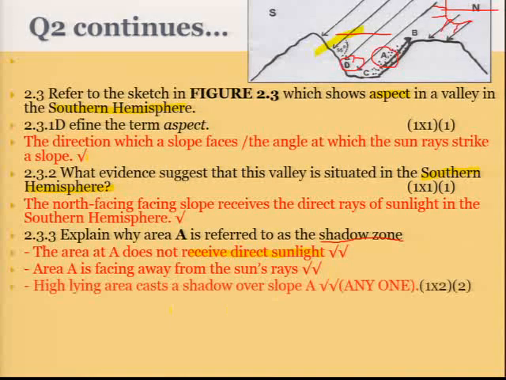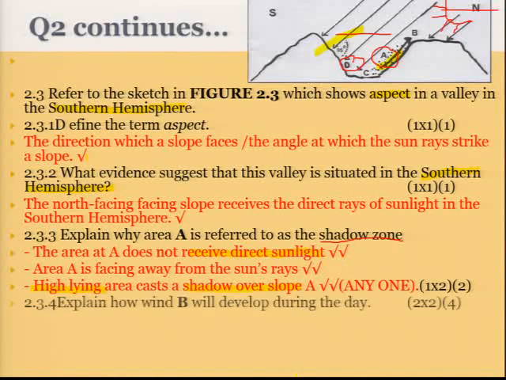2 marks for that. And then, high-lying area cast a shadow. The only difference with this side will be that we must include the high-lying area, which also shows that this side is on the shadow. Area A is on the shadow side. 2 marks each, colleagues. That's why we have given 2 points for that.